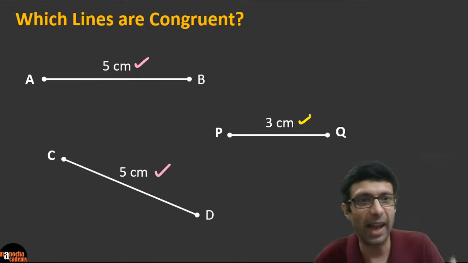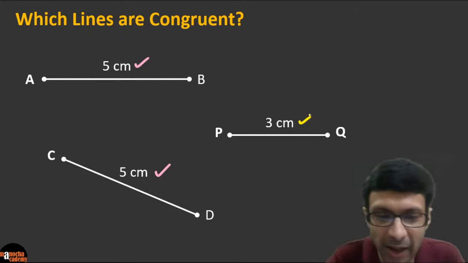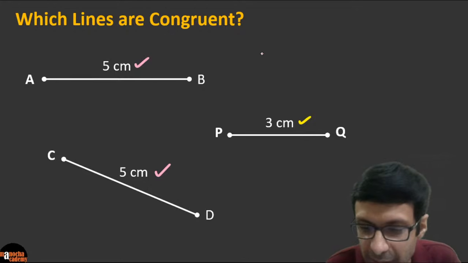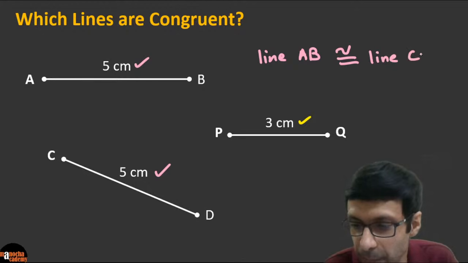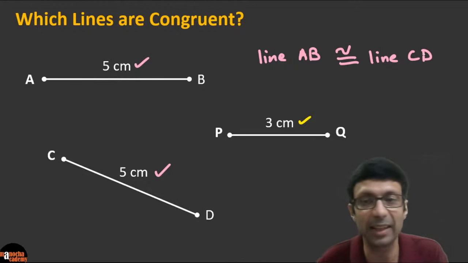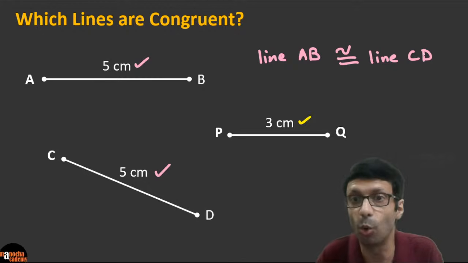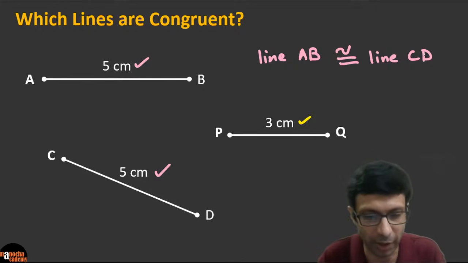So which are congruent? Excellent, guys. That's the right answer. We can say line AB is congruent to line CD, using our congruent symbol, because they are exactly the same size. And if you overlap them, they're basically identical. They will overlap with each other.